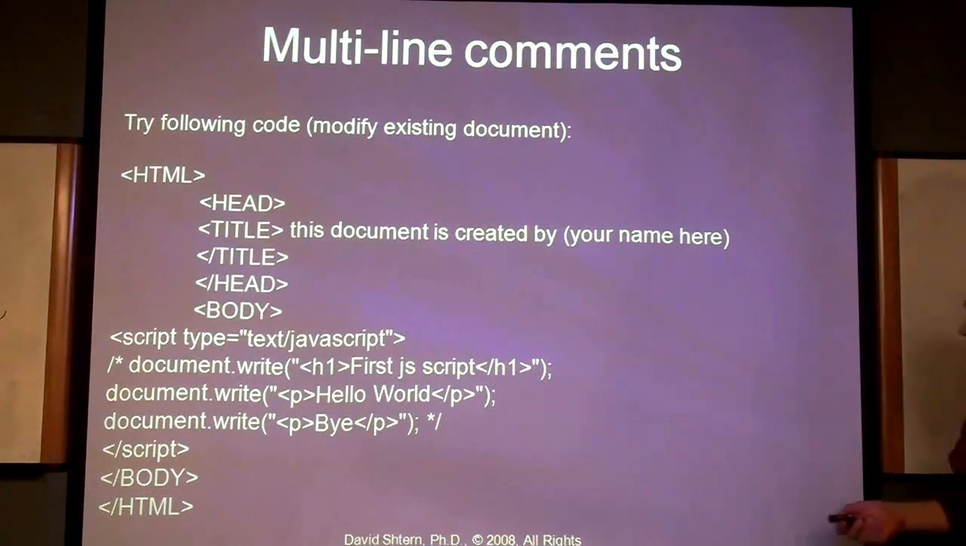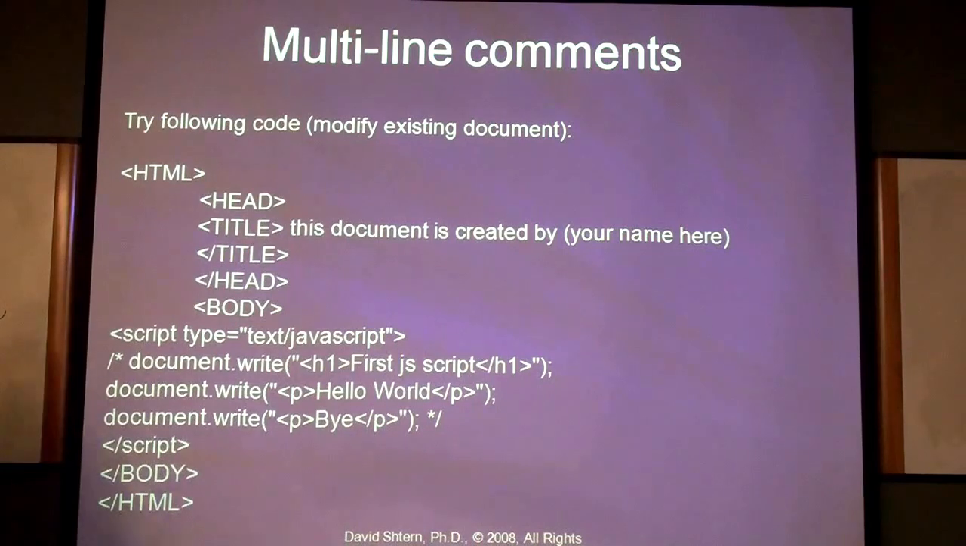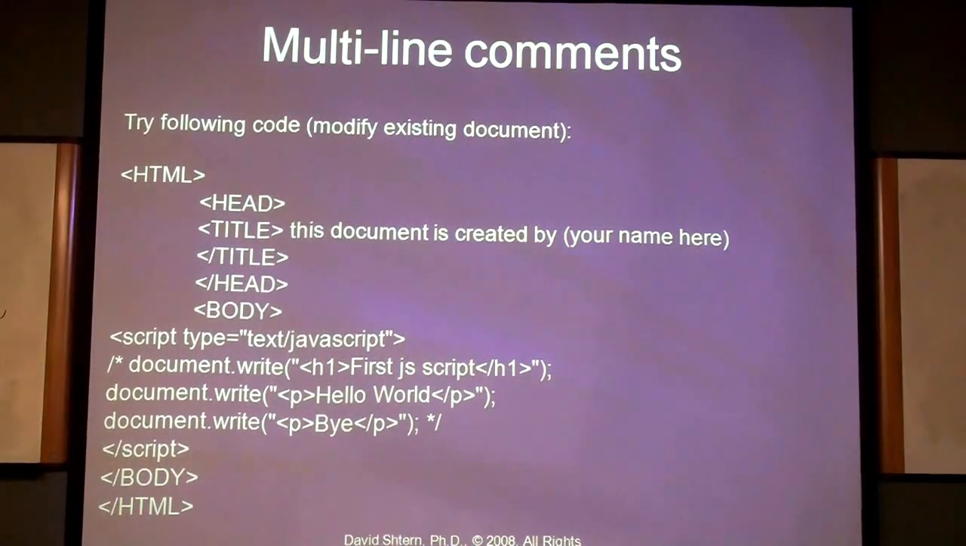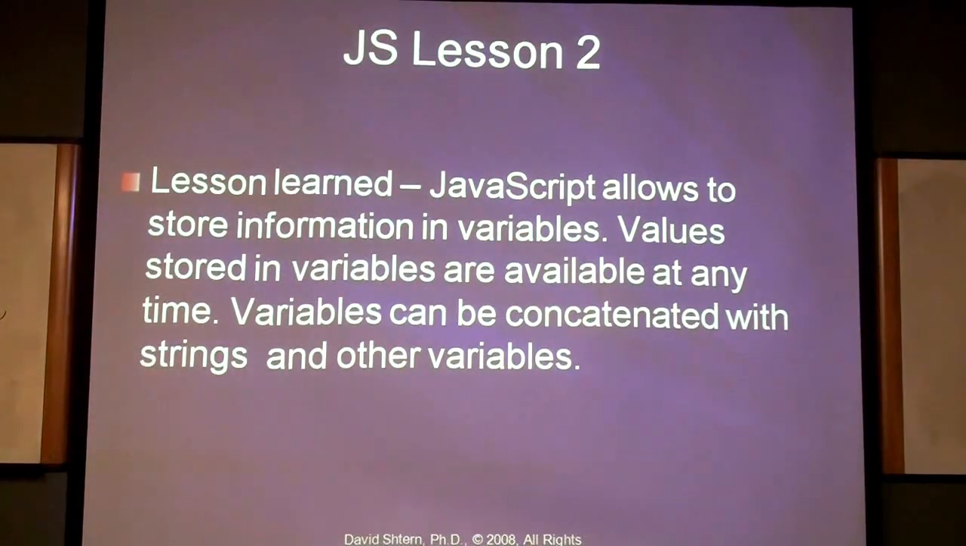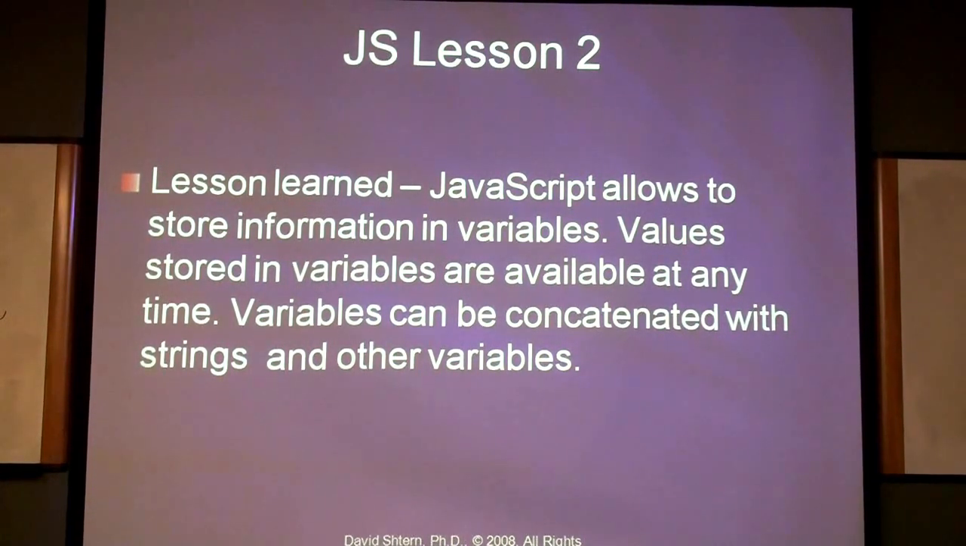These are examples of multi-line comments. There is no need to go and show that because we've already seen an example of that. The next lesson which we learned so far is that JavaScript allows us to store information in variables, and the values stored in the variables are available at any moment as soon as JavaScript is up and running. So you can concatenate variables together, you can add two strings together, you can add two numbers together and do anything you like, any mathematical operations.